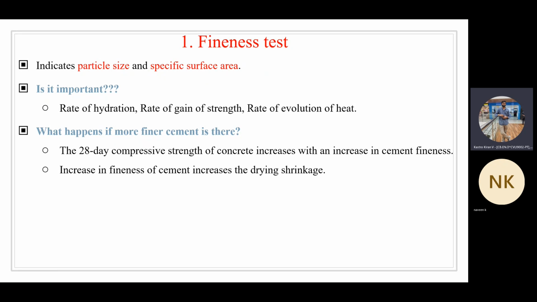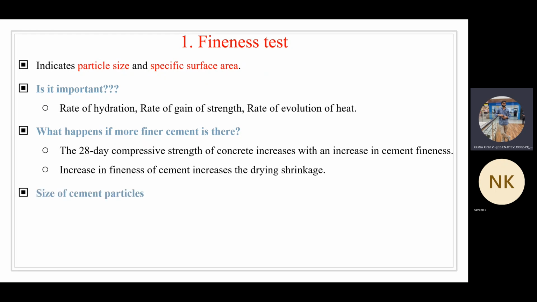Now, what happens when shrinkage happens? When shrinkage happens in the structural member, you will find cracks on the surface. Also, in the deeper layers of the concrete structure or the concrete member, the cracks will propagate into the deeper layers. So that's the problem when you have higher fineness of the cement particles.